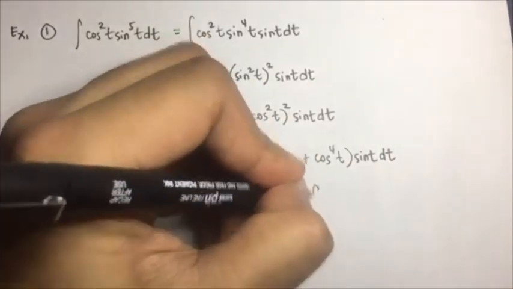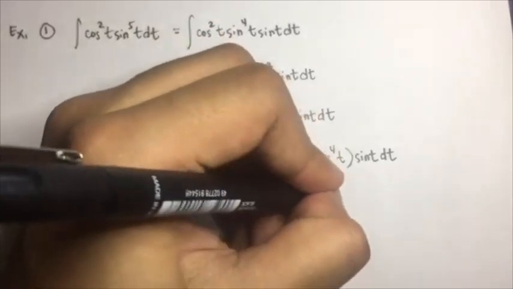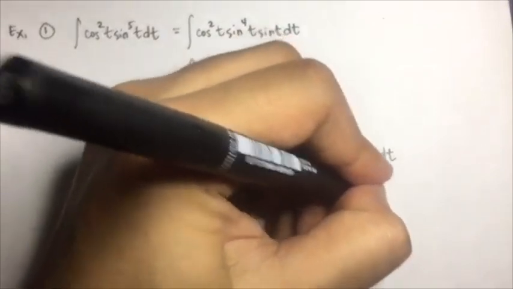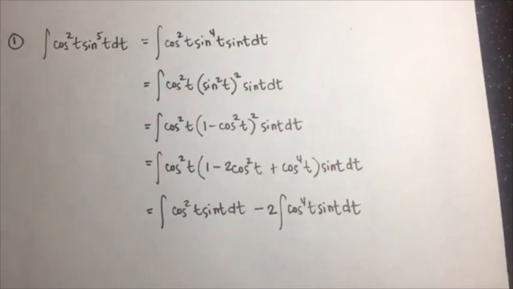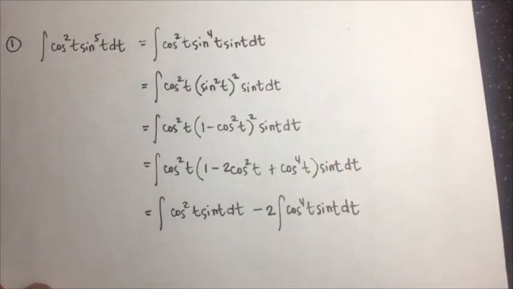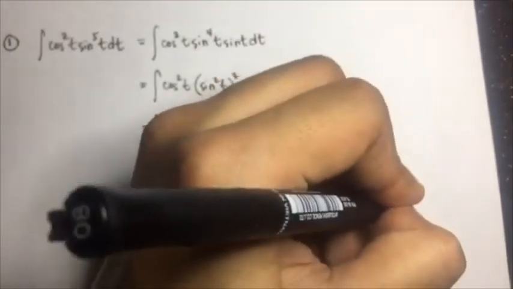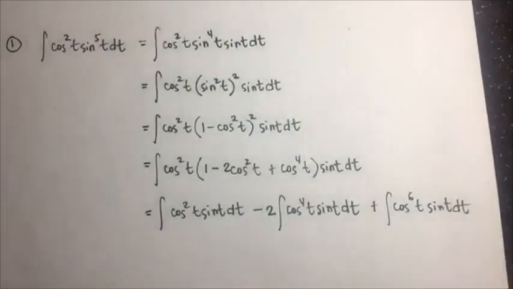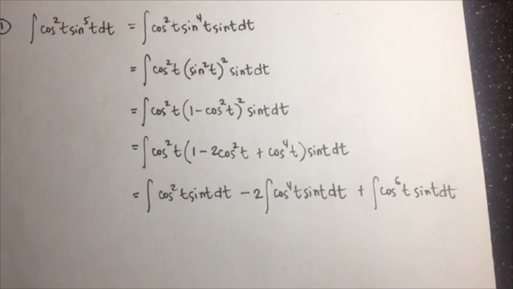sign. So minus 2 integral of cosine to the fourth of t sine of t dt. Okay, so the last one will become cosine to the sixth. Okay, so this can now be integrated by using the general power formula.